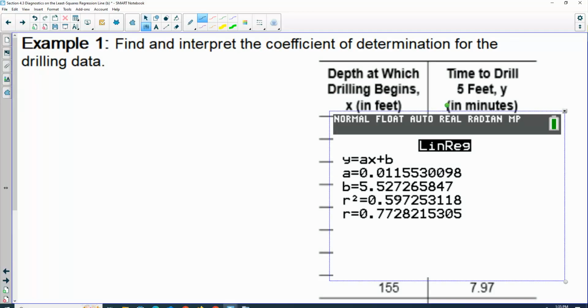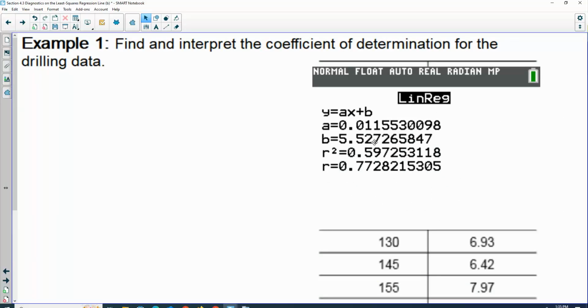And since we all turned our diagnostic on, we should all get something that looks like this. And what we're used to looking at on this screen is either the Y or the R value. It actually does give us the R squared, the coefficient of determination. It is if you just took the 0.7728 and squared it. So you could get it by hand if you know R, it's just squared. But our calculator tells us that. So our coefficient of determination is R squared.